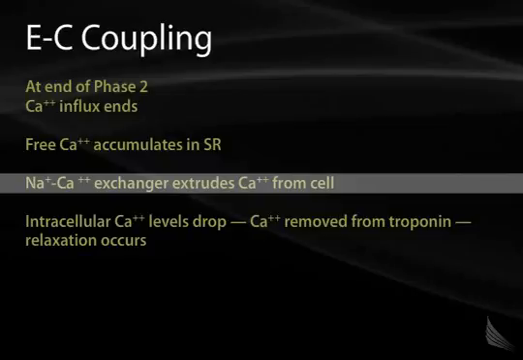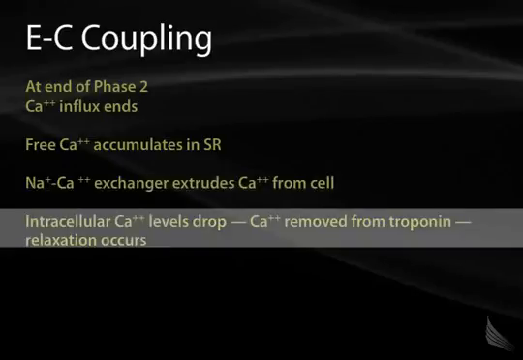Why is it important for calcium to be released from the cytosol? This allows for relaxation. If the cell is not able to relax, then the ventricle is not able to relax, and diastole cannot occur. Therefore, it's just as important for calcium to leave the cytosol as it is for calcium to enter the cytosol. The intracellular calcium levels then drop because of calcium pumps, and this allows for relaxation and ventricular filling during diastole.